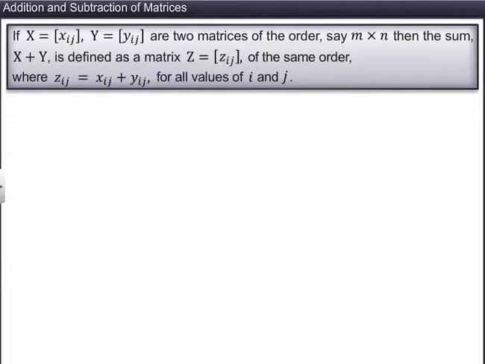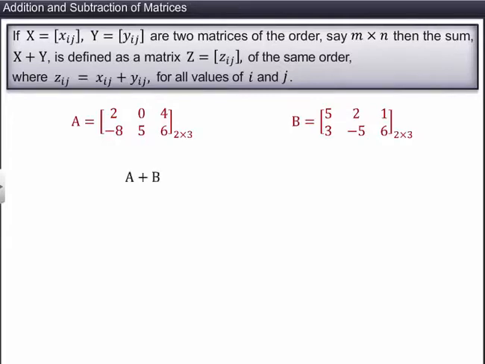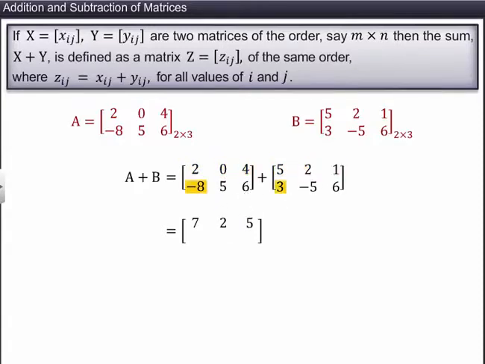If X and Y are two matrices of the same order, say M by N, then the sum X plus Y is defined as a matrix Z of the same order, where Zij is equal to Xij plus Yij for all values of i and j. An example of the addition operation over two matrices A and B is shown here. The sum operation is shown here. Every element of A is added to the corresponding element of B. The sum of the matrices A and B is as shown.